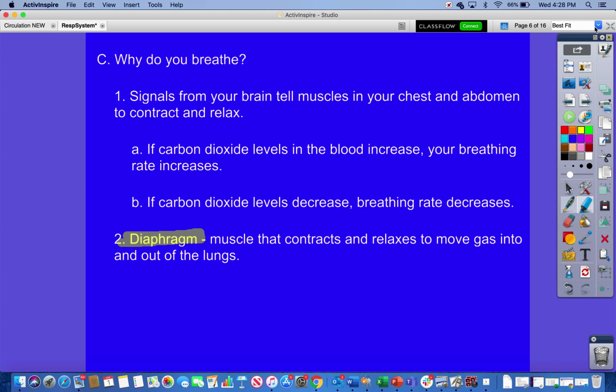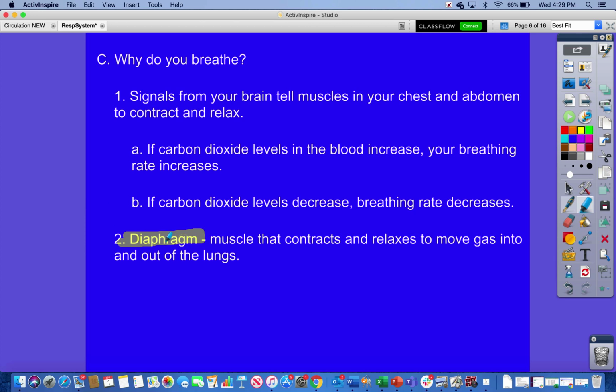If carbon dioxide levels in the blood increase, your breathing increases. If carbon dioxide levels decrease, then your breathing decreases. Ultimately, the more oxygen you need, or the more carbon dioxide you need to get rid of, your breathing increases. So what causes that? Your diaphragm is what fixes that problem. Your diaphragm is going to contract and relax to help you to breathe.